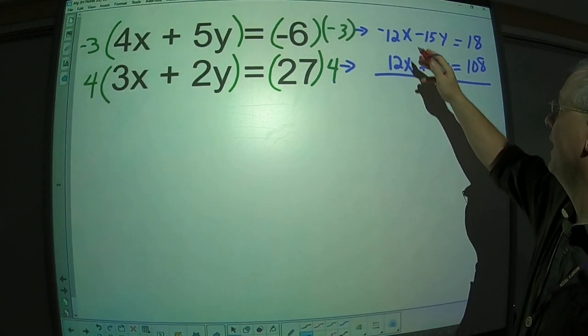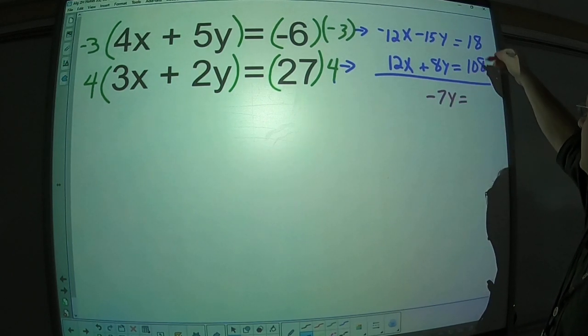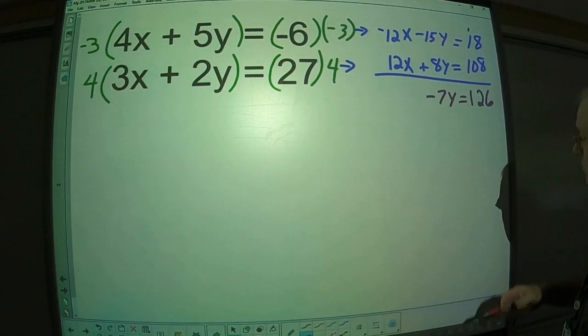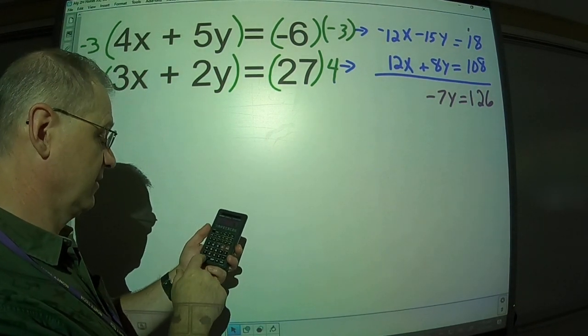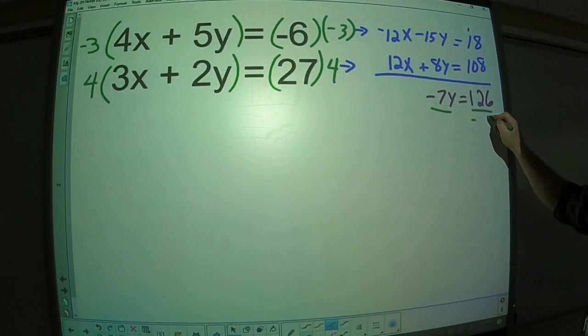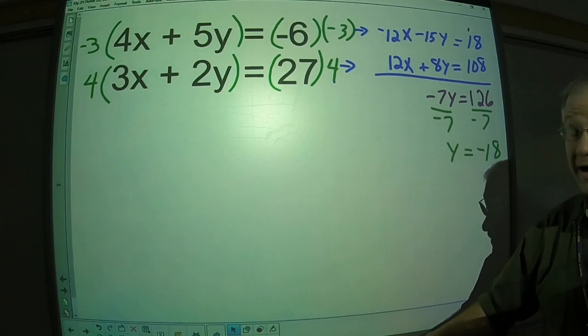So now I'm going to add these together. This cancels. This becomes -7y, and this, let's see, 8 and 8 is 16, carry the 1, 2, 1, 126. So the next thing I'm going to do here is I'm going to divide both sides by -7. So I can solve. And it's not a problem to pull out a calculator and make it go a little faster. So when I divide both sides by -7, y equals -18. Kind of a big number.